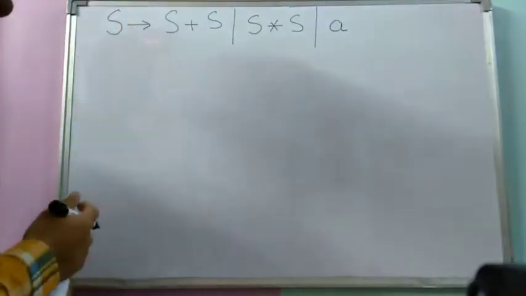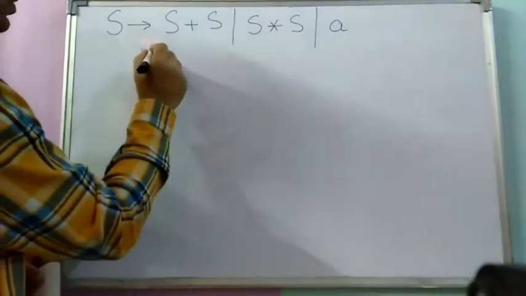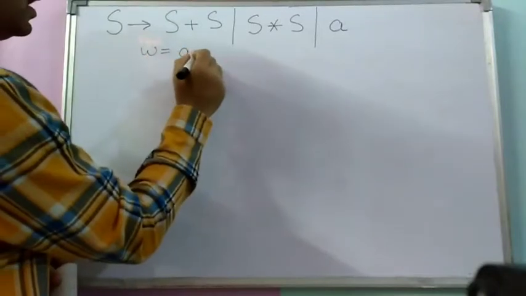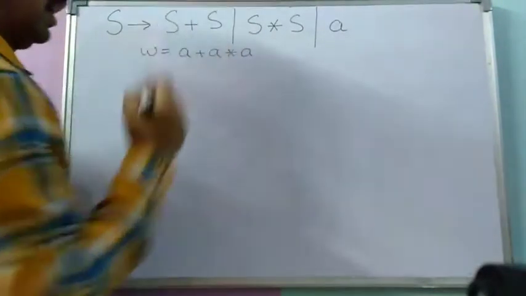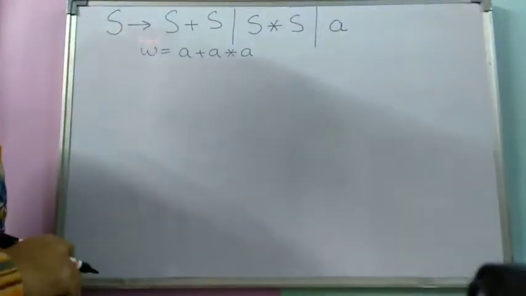So let us take one example. Suppose our word w is a + a * a. This is the word we wish to generate.